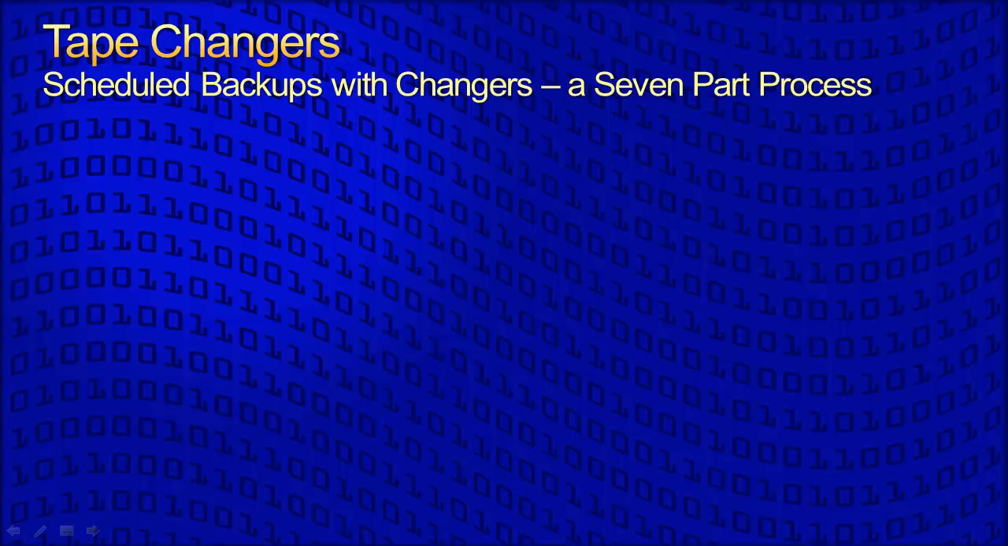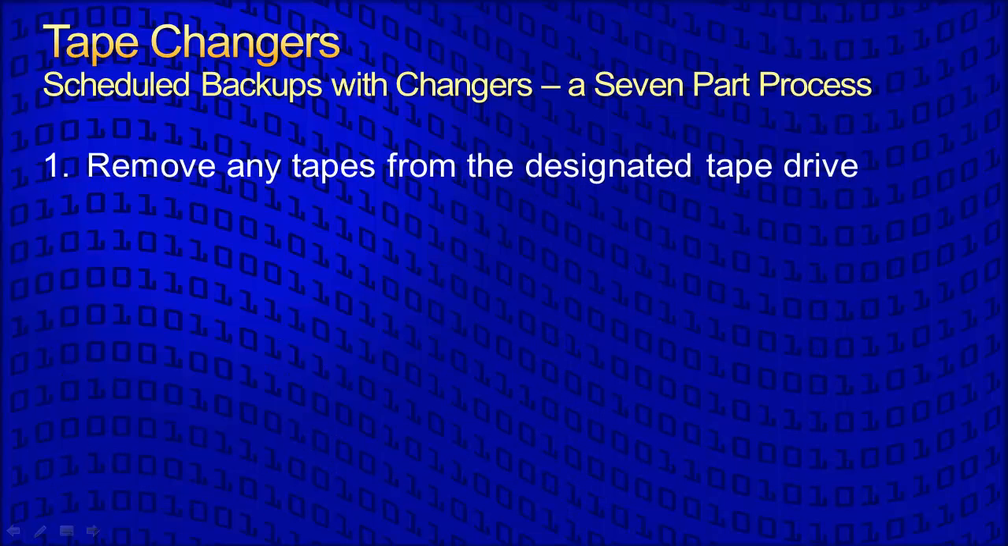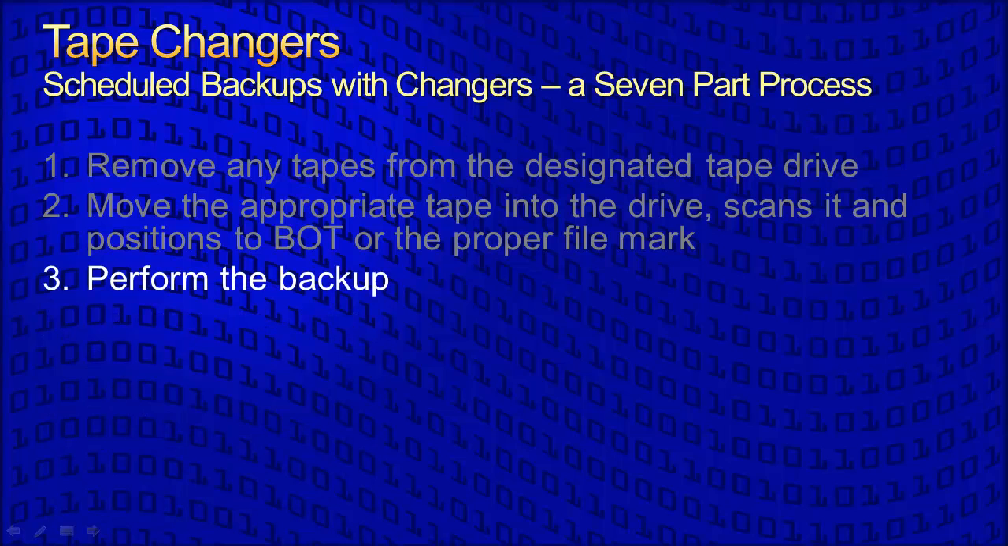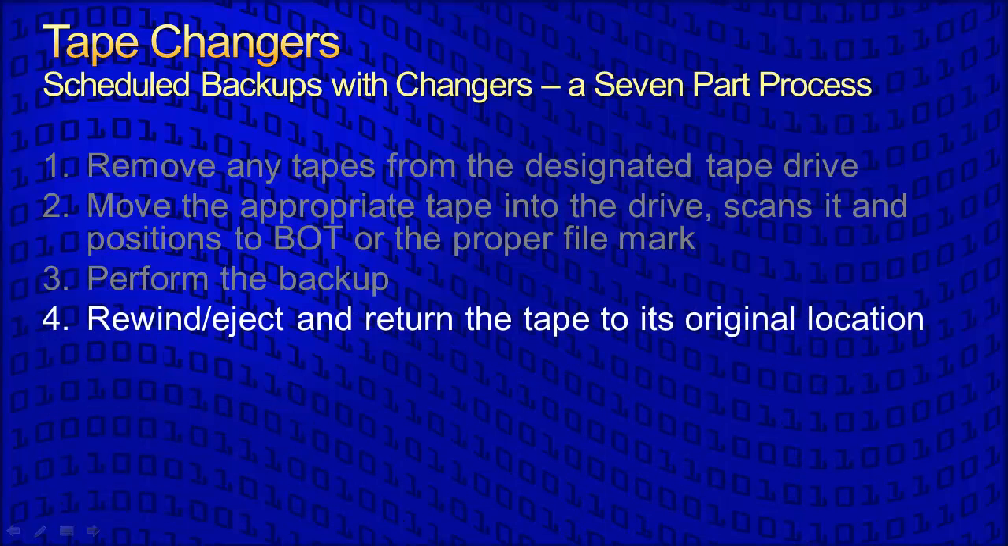When using a changer, the BackupEDGE scheduler performs a 7-part process for each scheduled backup. First, it removes any tapes from the designated tape drive. Then it moves the correct tape for the scheduled backup into the drive and positions it to beginning of tape or the proper file mark based on the resource setting and the retention time of any current backups on the tape. Then the backup is performed.